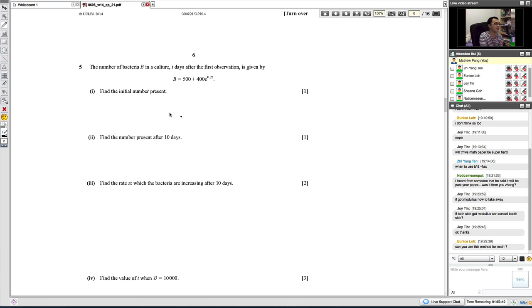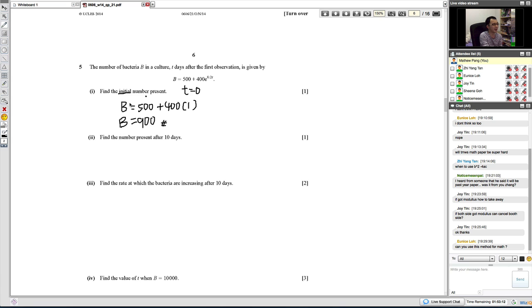So what I will do here is, whenever I see initial, I've said many times already, the word initial means time equals to 0. That means time equals to 0. I'm going to substitute 0 into here. You know e power of 0 basically means 1. So B will equal to 500 plus 400, the e power of 0 is 1, that means this is 400. So equals to 900. It means 900 bacteria. Just like this, 1 mark only.